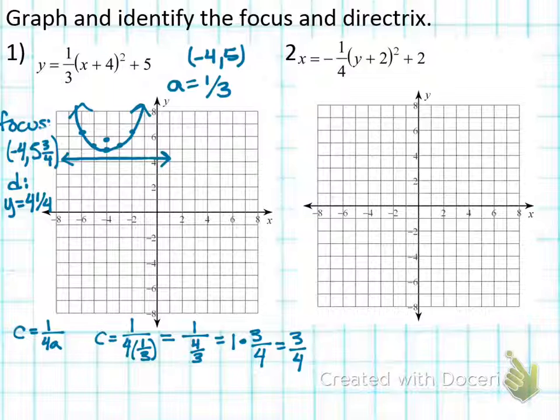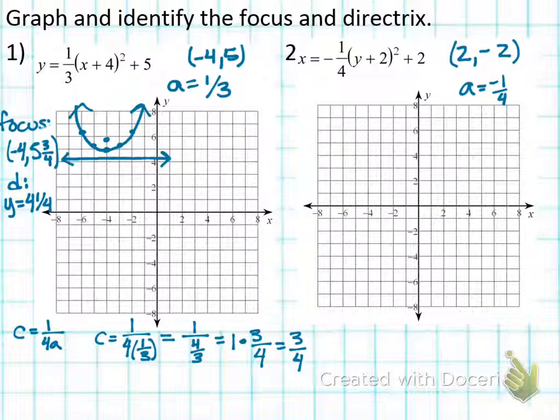Okay, for number 2, what's my vertex here? -2 and 2. 2, -2. Okay, remember the x part is afterwards in this kind because it's x equals. So this is 2, -2, and what does a equal? -1/4.